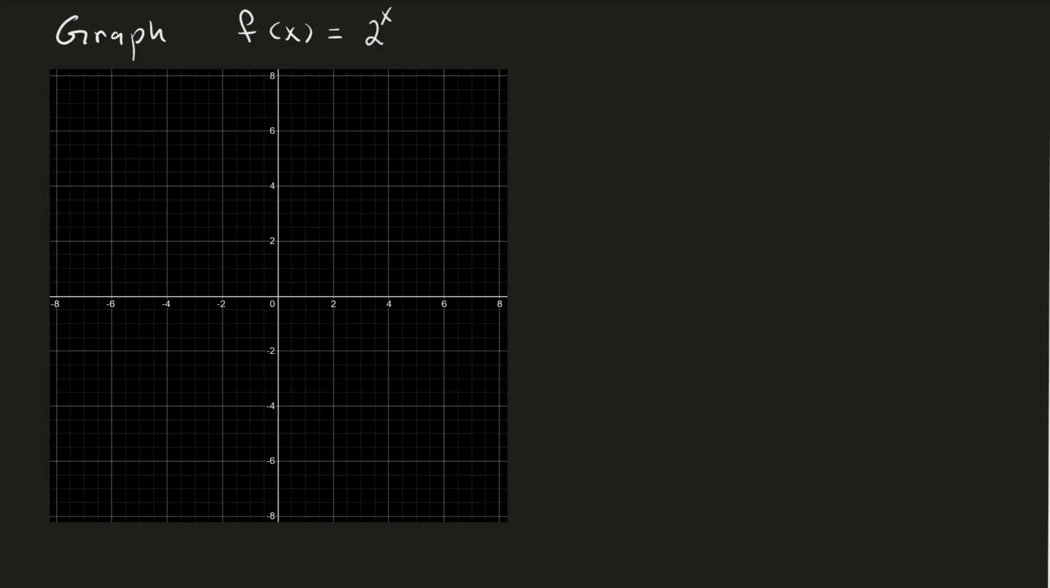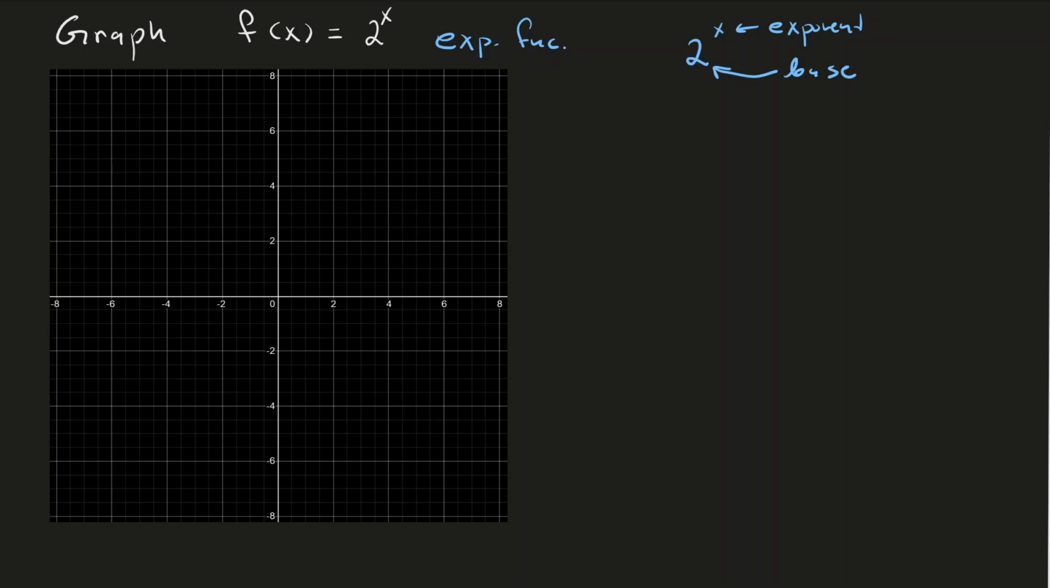So we're going to get started by graphing f of x is equal to 2 to the x. So this is an example of an exponential function where the variable is in the power. So this is 2 to the x. So your variable is in the exponent. And then the 2 is what we call our base.